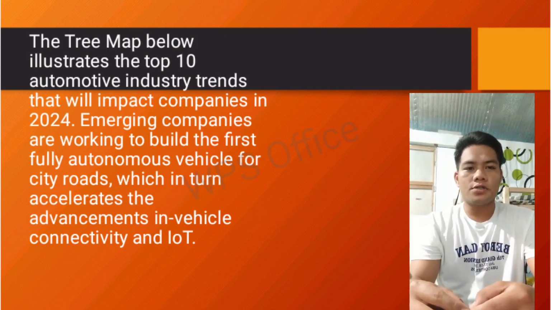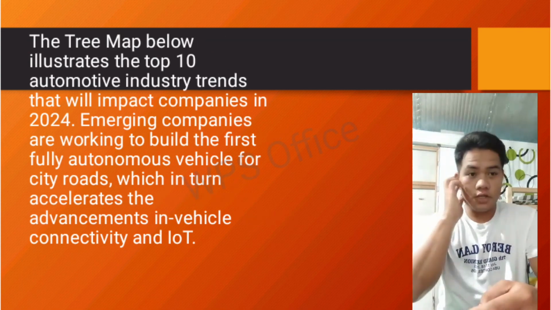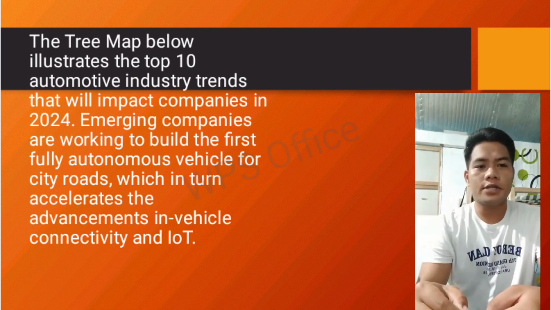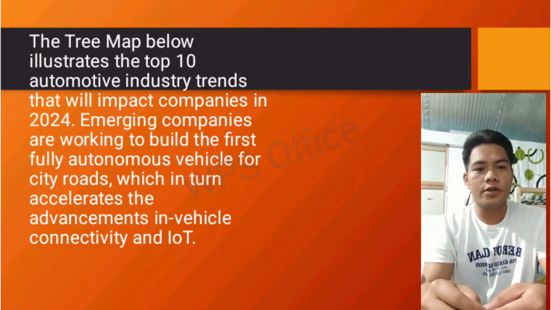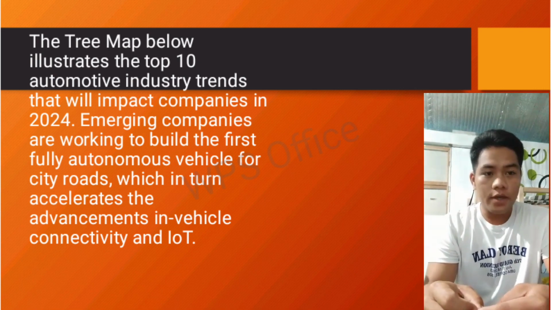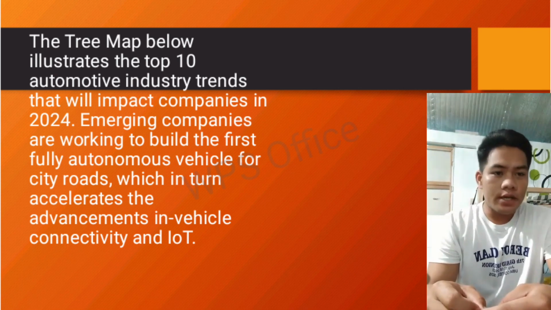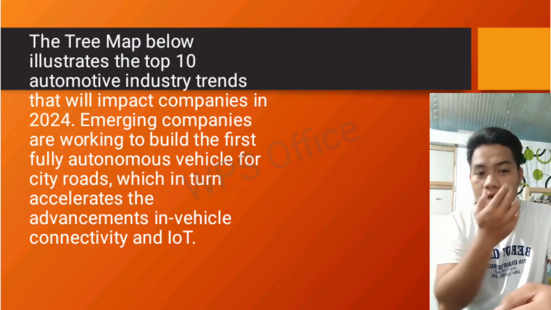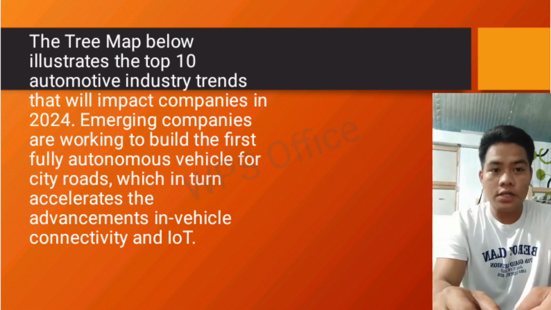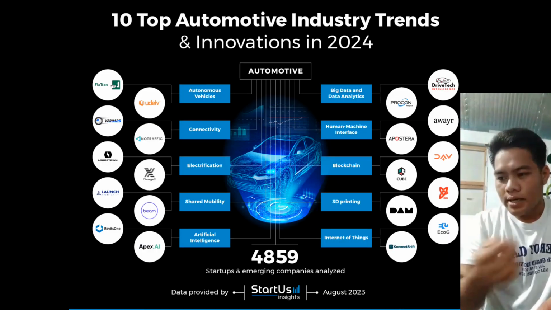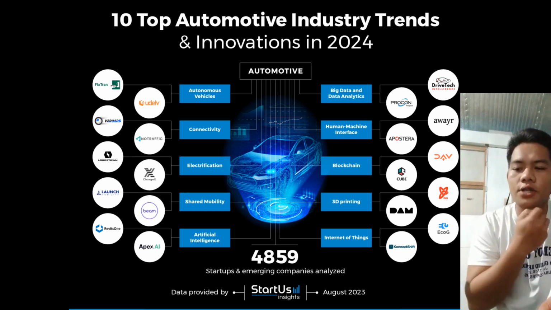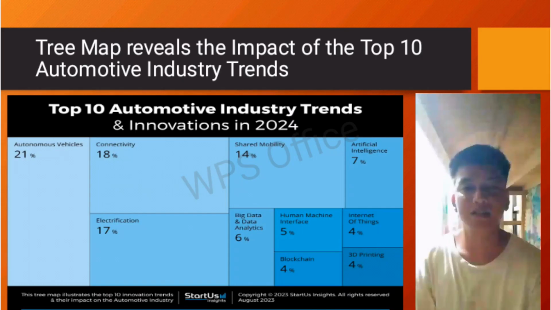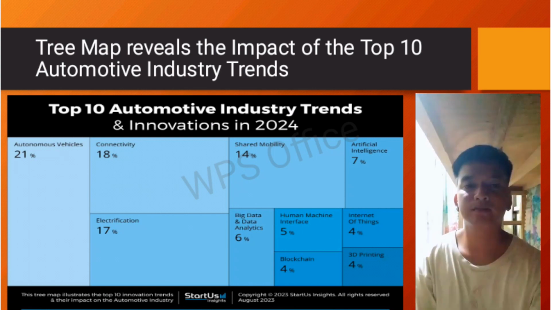The tree map below illustrates the top 10 automotive industry trends that will impact companies in 2024. Emerging companies are working to build the first fully autonomous vehicle for city roads, which in turn accelerates the advancement in vehicles, connectivity, and more. This is the top 10 automotive industry trends and innovation in 2024. The tree map reveals the impact of the top 10 automotive industry trends.